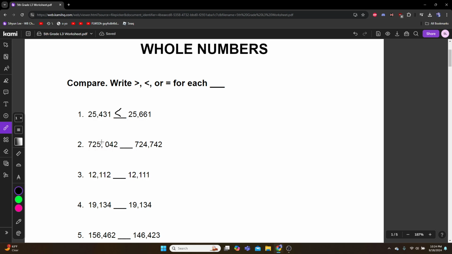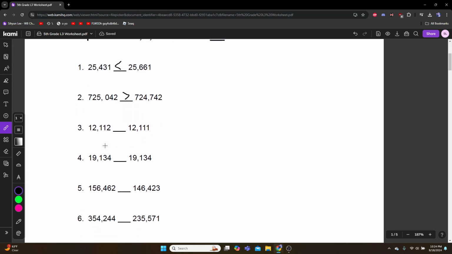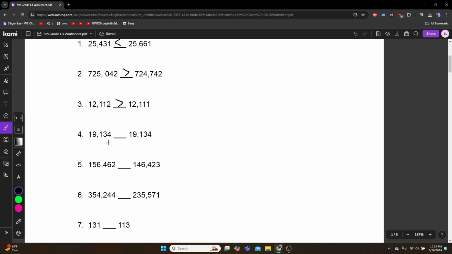We know that this is in the hundred thousands and this is also in the hundred thousands. So 725,000 is greater than 724,000. So this would be greater. So 12,112 is in the same place, 10,000s, as 12,111. And since we know that 112 is greater than 111 because of the 2, we know that this is greater. And 19,134 and 19,134, these two are the exact same, so they're equal.